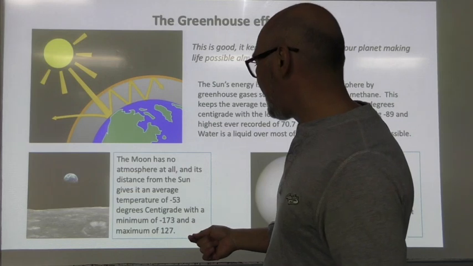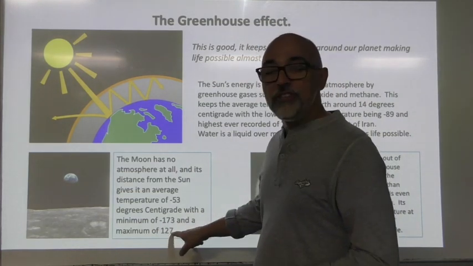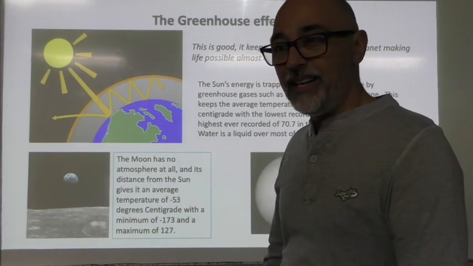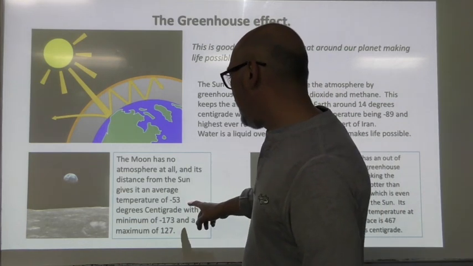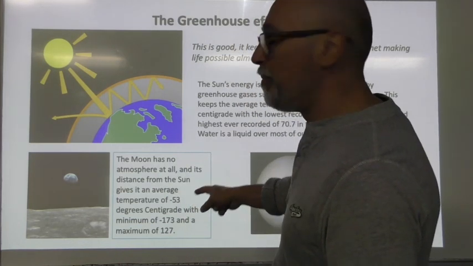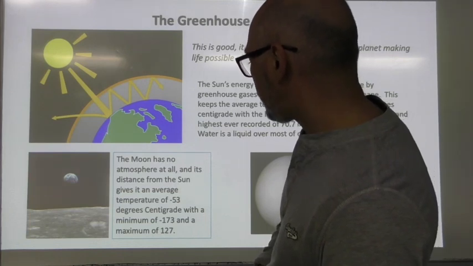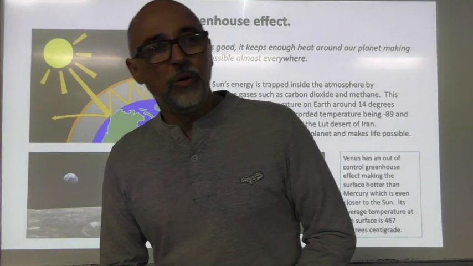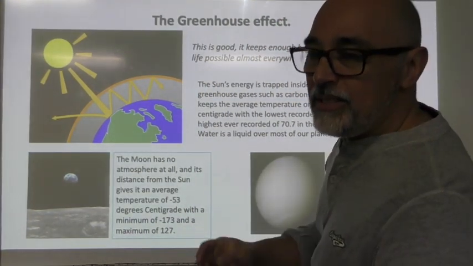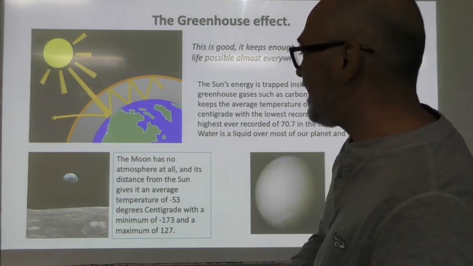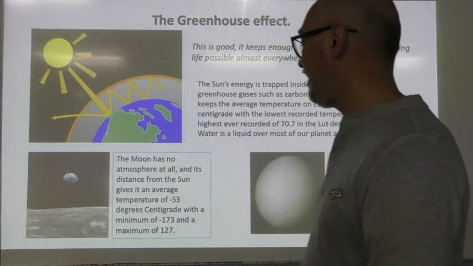When you're standing in the sun, you can hit a maximum of about 127 degrees Celsius. Okay, that's way past boiling. Stand in the shade, and in the shade you can vary from negative 53 degrees to negative 173 degrees. So what you're looking at there is the absence of an atmosphere, the absence of a complete greenhouse effect means the place is pretty darn hostile. Can't really live there, can't really do anything there.